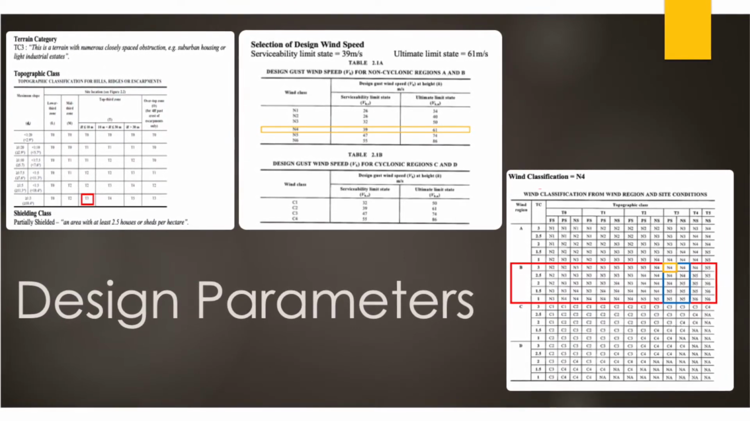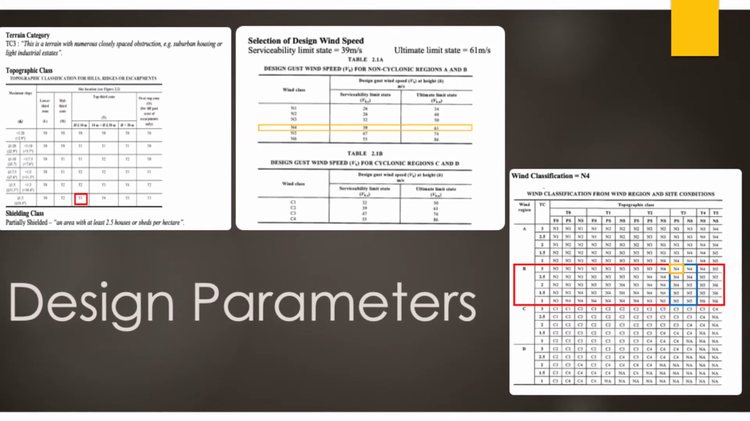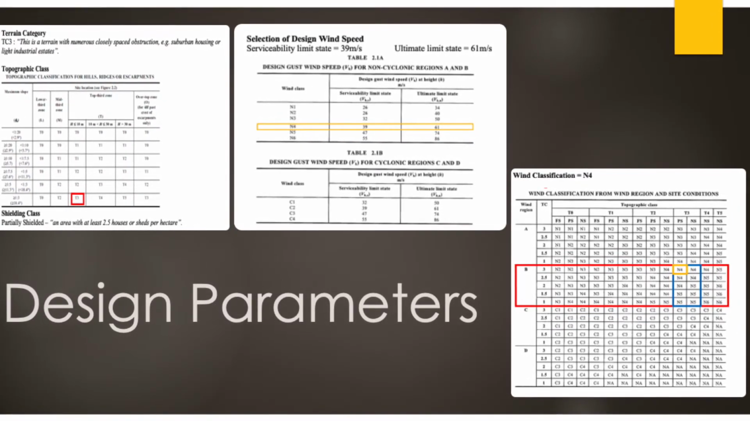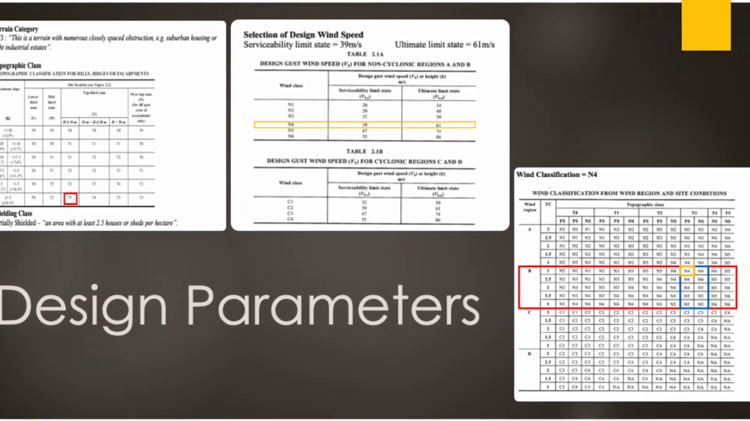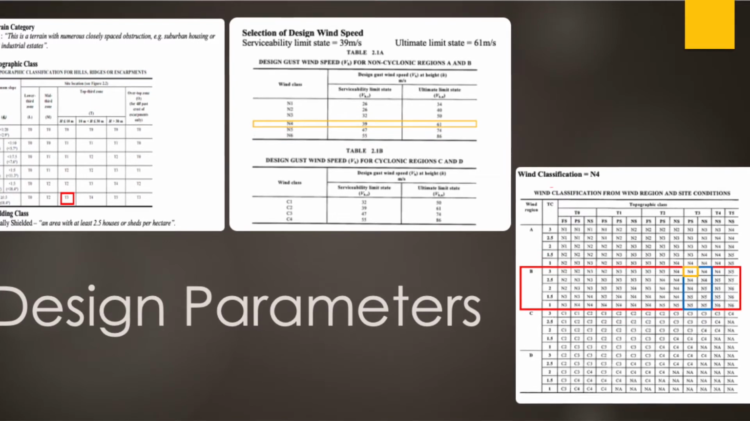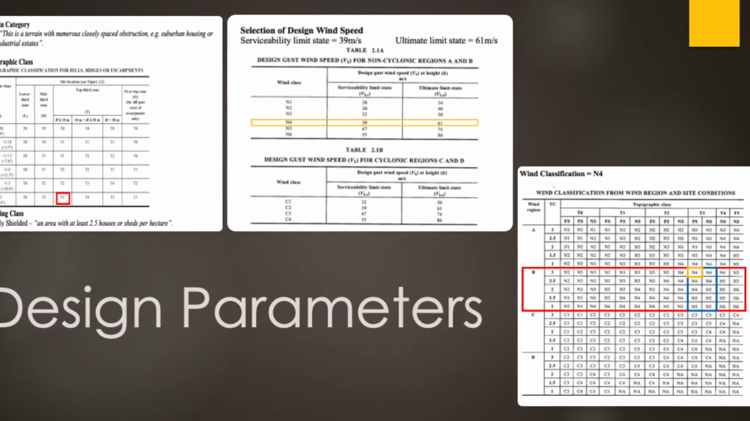From this terrain category, we can then identify the selection of design wind speed. So the serviceability limit state, which was 39 metres a second, and the ultimate limit state, which was 61 metres a second. This then helps us identify the wind classification, which is N4.